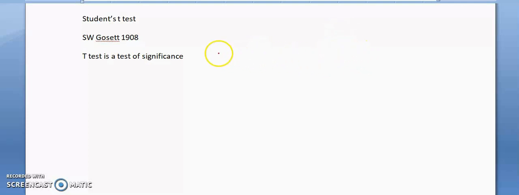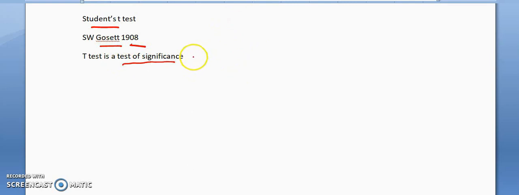Let us talk about student t-test today. This test was developed by Gosset in 1908, and on his nickname it is known as student's t-test. This test is basically a test of significance. It helps us to determine whether two different data are significantly different or not.